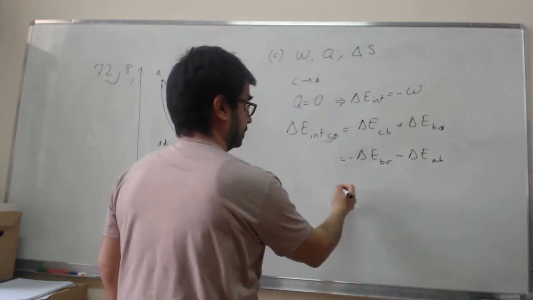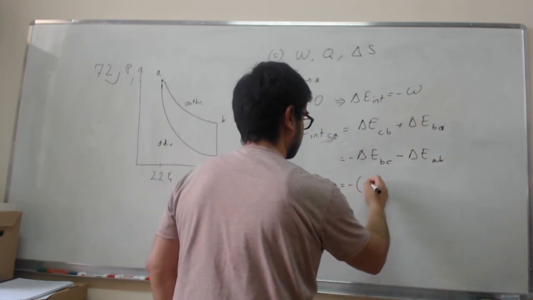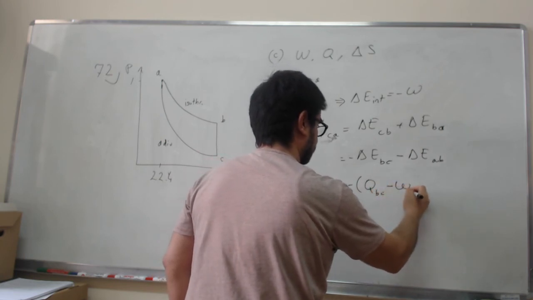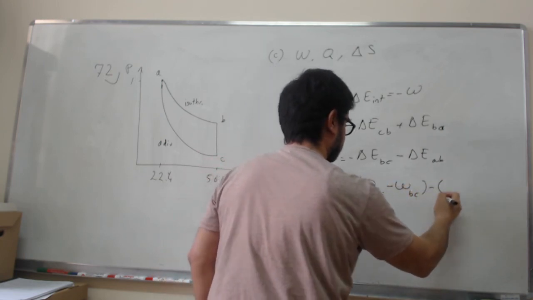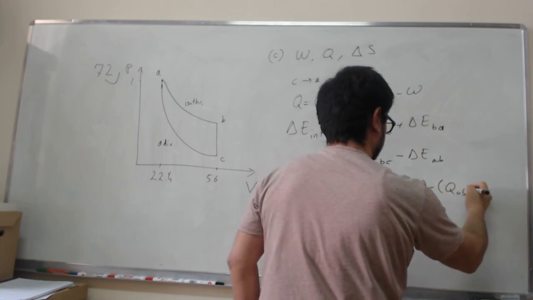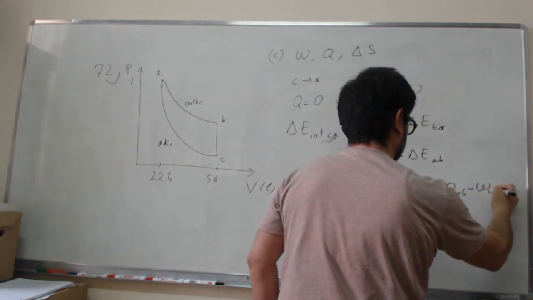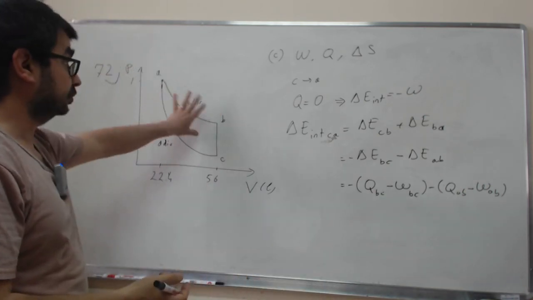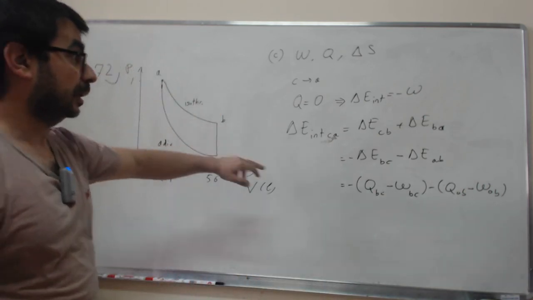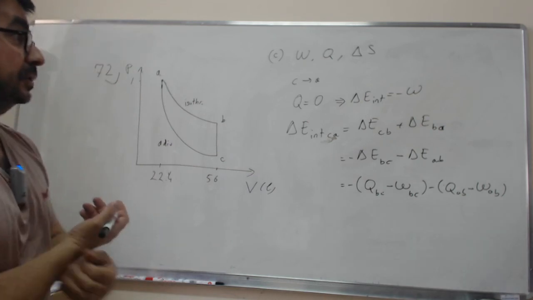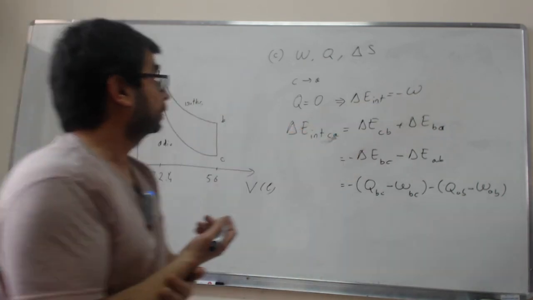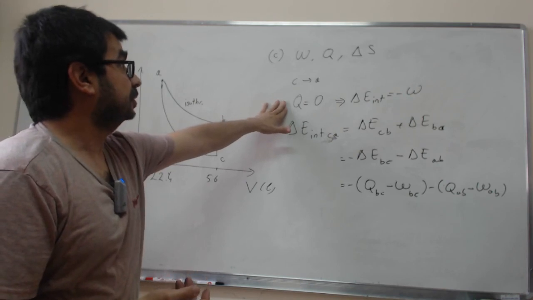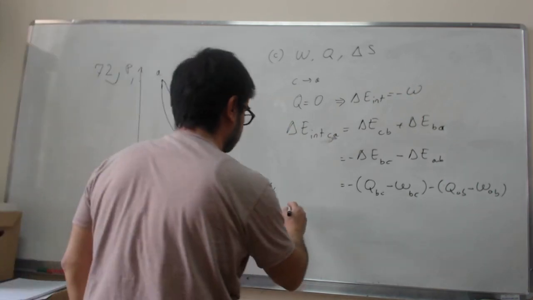And I can write these, right? So this is minus Q from BC minus work BC, minus Q AB minus WAB. And these are things I already calculated. I calculated things for these two processes. So I can calculate the change in internal energy, which is equal to the work done in this case. Q, as I stated already, is going to be 0.